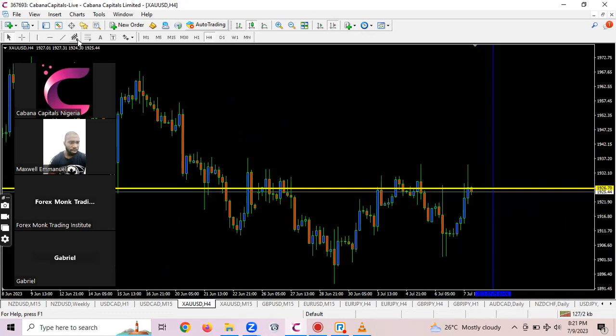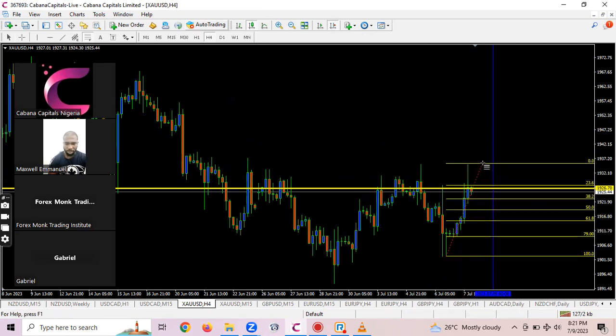So we could apply our Fibonacci, the swing low to swing high. So we should expect price to pull back into a discount zone, 61.8 or 79.0. These are the areas I will consider buying gold.